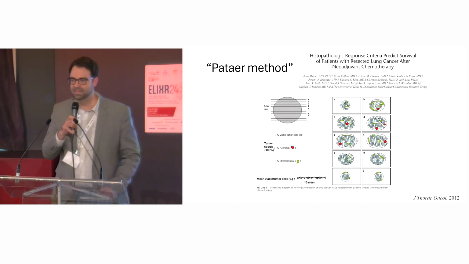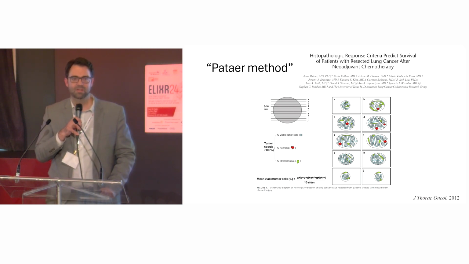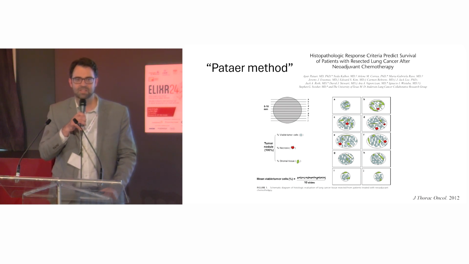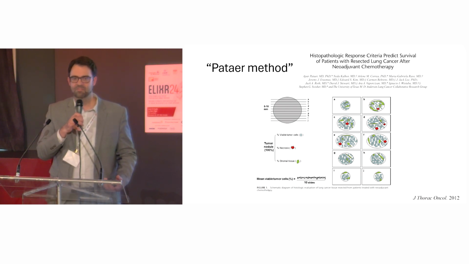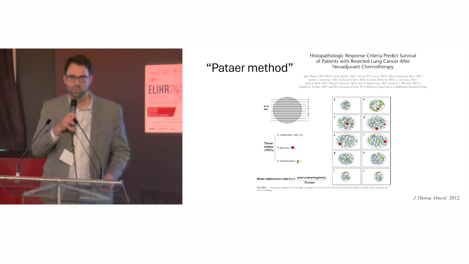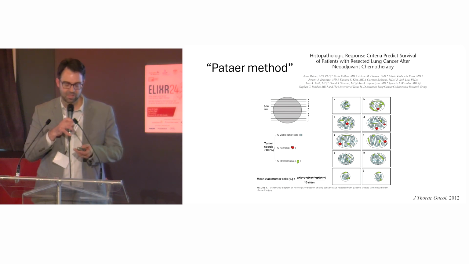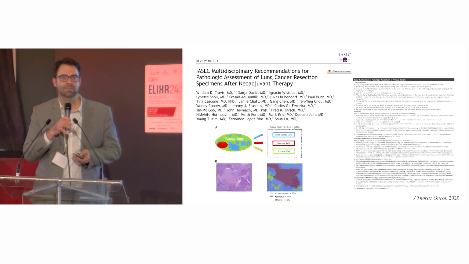So a lot of the IASLC guidelines are based on this Pater method from a paper in 2012. You basically take a tumor, you slice it up into different sections, and then you calculate the viable tumor, the amount of necrosis, and then also the stroma in the tissue. And then you add all of those different percentages, and then you get a percentage of each of these. And I'll show an example of these later.